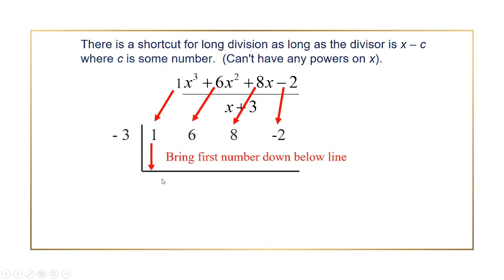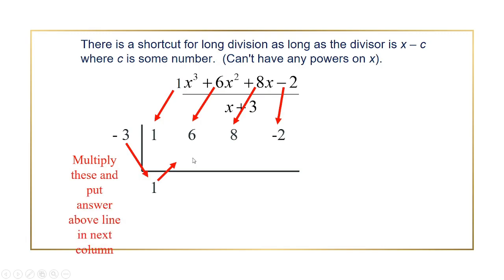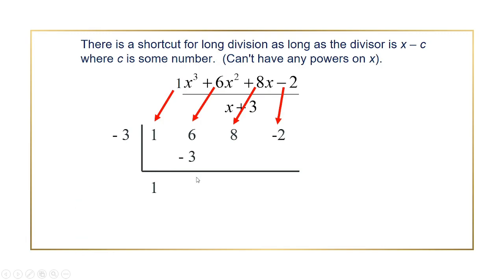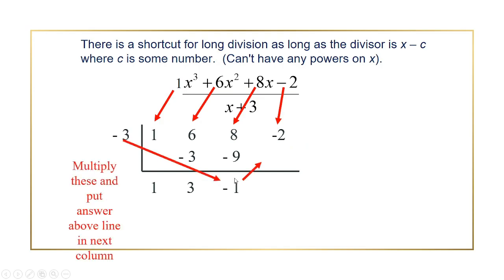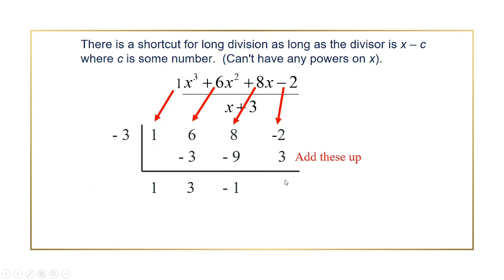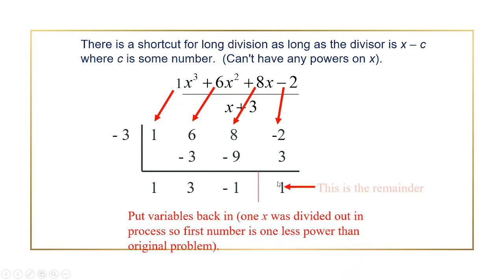We bring down 1. 1 times negative 3 is negative 3. Add this up. 6 minus 3 is 3. Multiply 3 times negative 3 is negative 9. 8 minus 9 is negative 1. Negative 1 times negative 3 is 3. 3 minus 2 is 1. This number is the remainder.